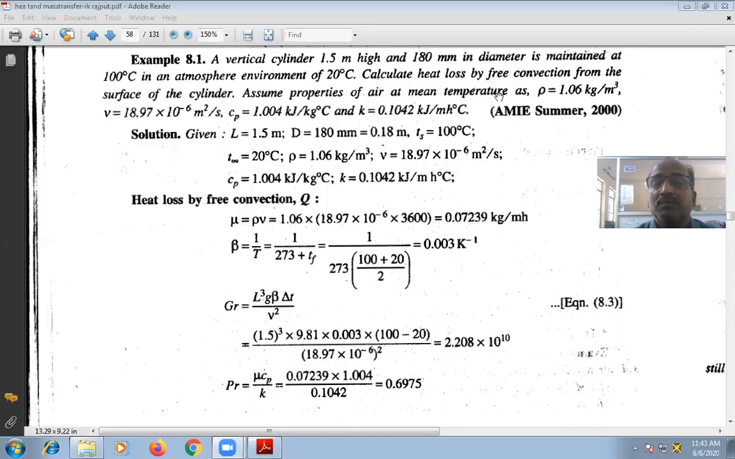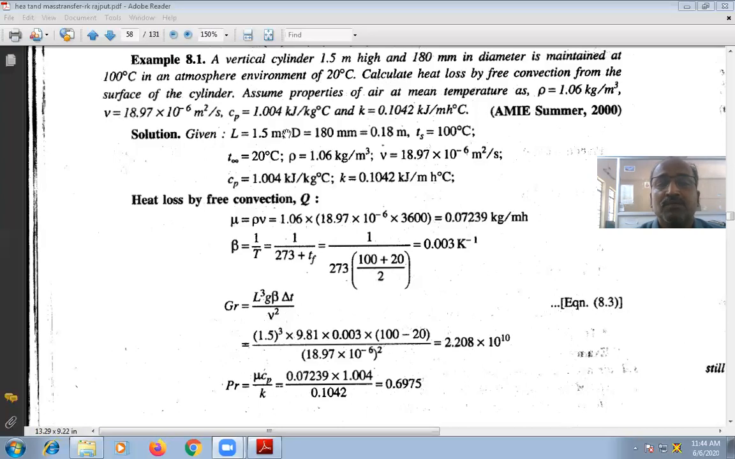Assume the properties of the air. Density of the air is 1.06 kg per meter cube. Kinematic viscosity is 18.97 into 10 raised to minus 6 meter square per second. Cp is equal to 1.004 kilojoules per kg degree centigrade. Thermal conductivity is 0.1042 kilojoules per meter hour degree centigrade. All these are already given, so it is facilitated. But if they are not giving the values, then you have to go for average temperature, 100 plus 20 divided by 2, that is 60 degree. It is available in the data book. So they have given all the values, they have listed.